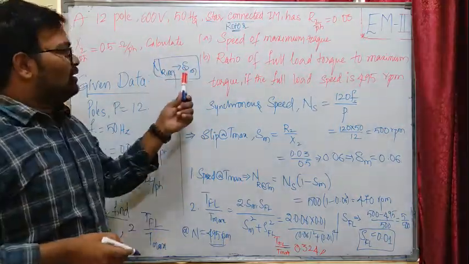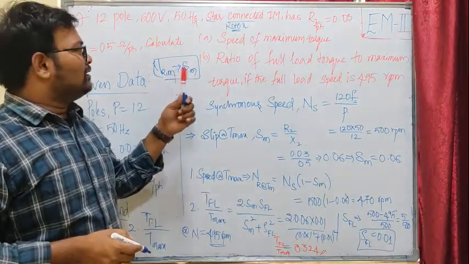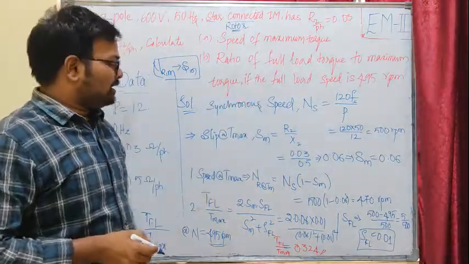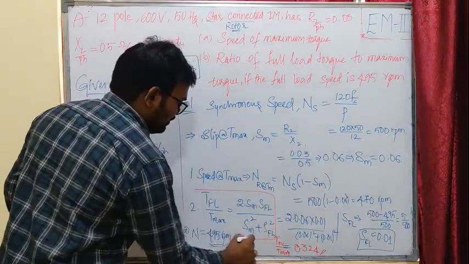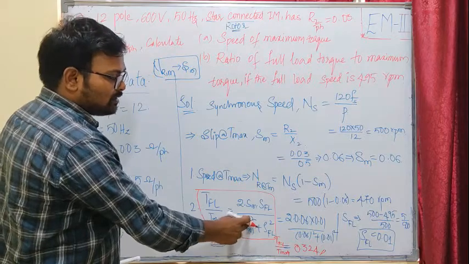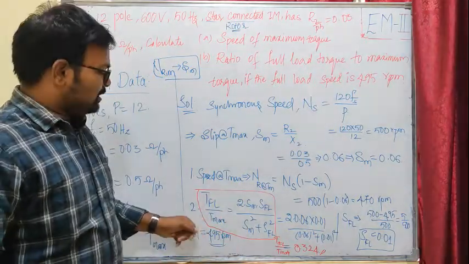Okay, so if we can find the slip at maximum torque condition, we can find the speed at maximum torque. Now the second one is the ratio of full load torque to maximum torque. We have obtained the relation between full load torque and maximum torque as 2 times the slip at maximum torque into full load slip, divided by slip at maximum torque square plus full load slip whole square. So this is the ratio between full load torque and maximum torque.